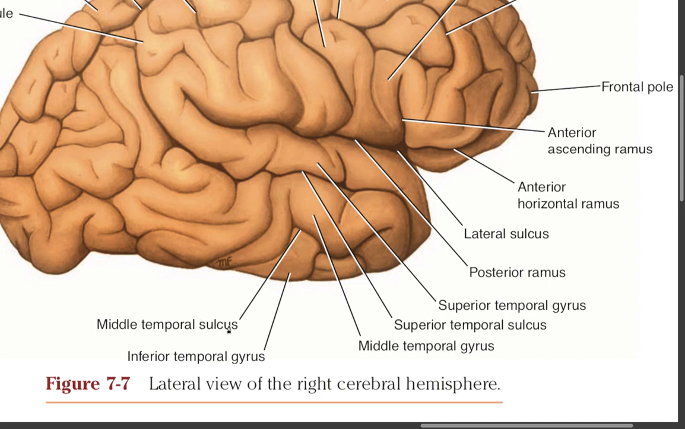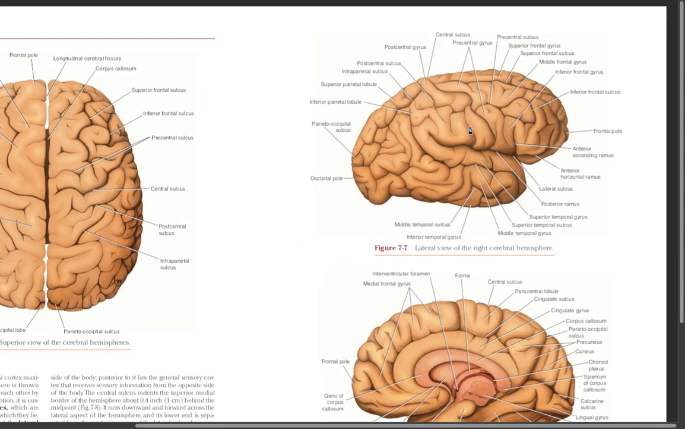We have the middle temporal sulcus, and as you know, we have the superior, the middle and the inferior temporal gyrus. So again, we have the superior one in here. Okay, so this is the superior temporal gyrus, and this is the superior temporal sulcus, separating the middle temporal gyrus from the superior temporal gyrus, and in here we have the inferior. This is the inferior temporal sulcus, separating the middle temporal gyrus from the inferior temporal gyrus. So these are the sulci and the most important gyri in the lateral surface.